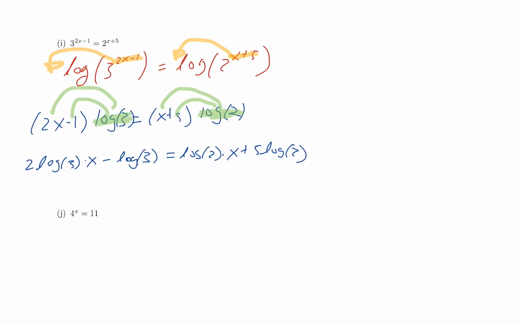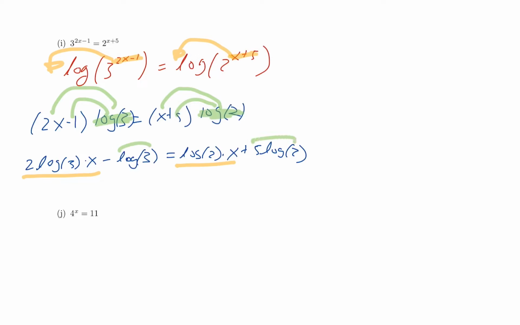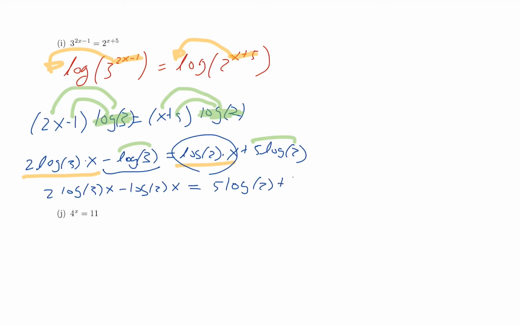Now if you look here, we want to solve for x. So the terms with x we put on one side, and the others, this one and this one, will be on the other side. So let me subtract log 2 x from both sides first. Then I have 2 log 3 x minus log 2 x equals, I'm going to add this to both sides, which gives me 5 log 2 plus log 3.